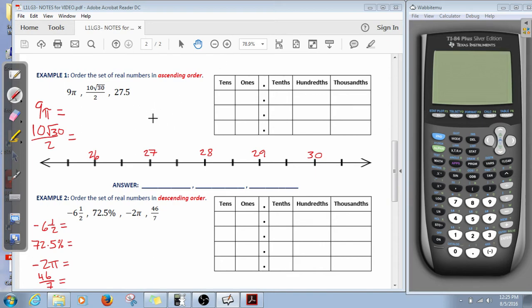So the only difference between today's and before is we've got these kind of uglier numbers. We've got to do a lot more converting, and then we're going to put them in order. But we're still going to use our place value chart to help us out. We can use a number line also to help us out.